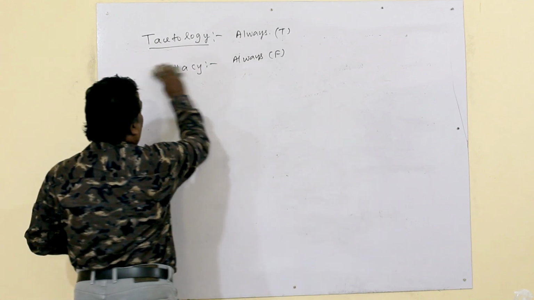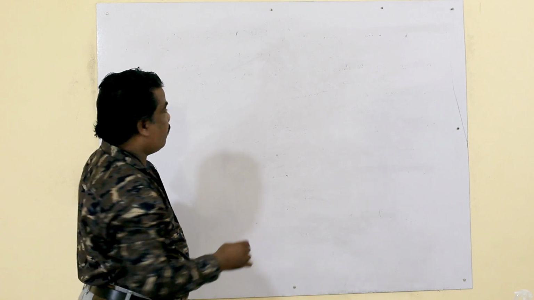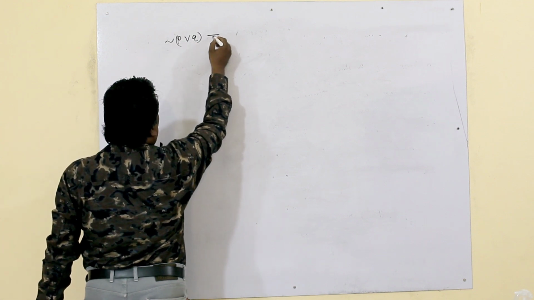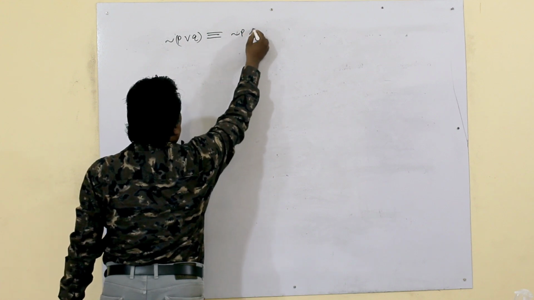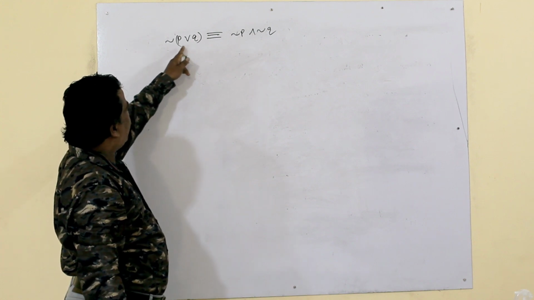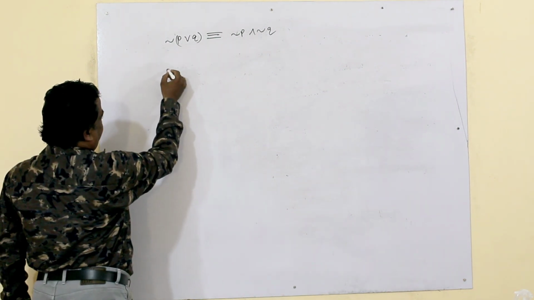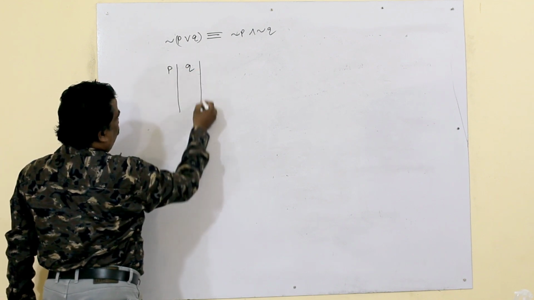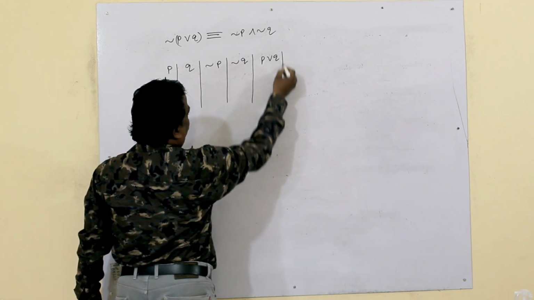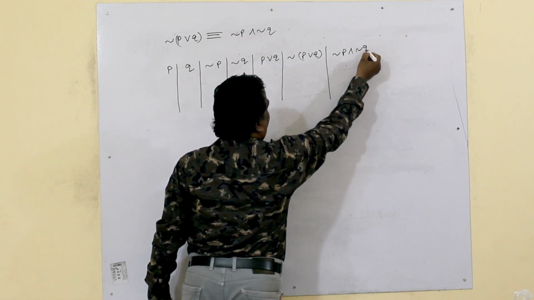Now take an example. Suppose the question is given that, by constructing a truth table, prove that negation of P or Q is equivalent to negation P and negation Q. Now take a statement P, another statement Q, negation P, negation Q, P or Q, negation of P or Q, and negation P and negation Q.